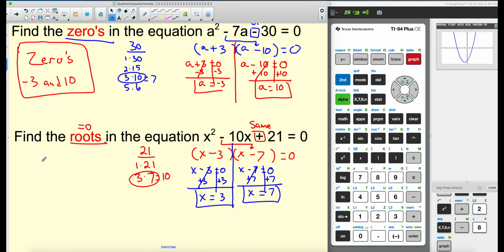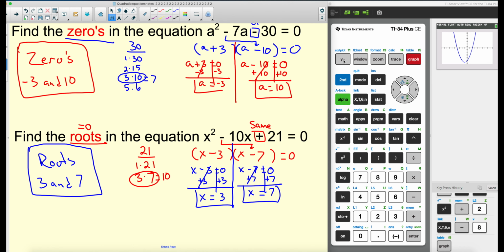So guys, your roots are positive 3 and 7. Remember, roots is where the quadratic function crosses the x-axis. So if we were to graph this in the calculator, guys, it's going to cross at positive 3 and positive 7. Do you want to test it? Let's test it right now together.